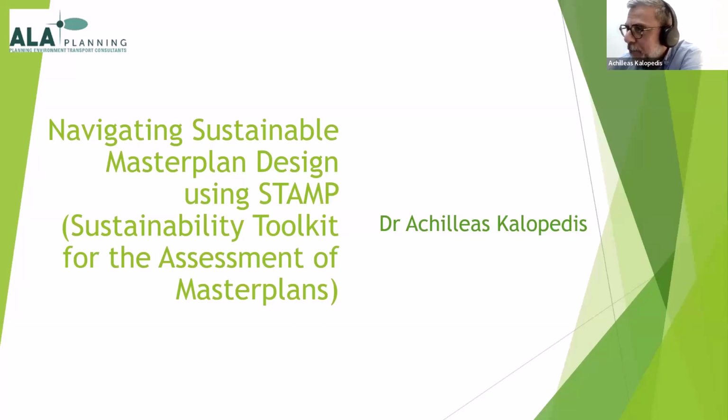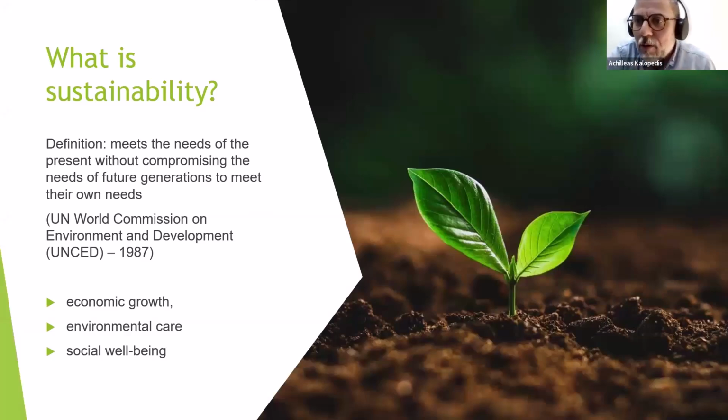I'm not sure. Okay, so I'm not going to describe again what sustainability is. I'm sure you had lectures defining and describing what sustainability is. Very briefly, according to the UN World Commission on Environment and Development, in 1997, sustainability was defined as something that meets the needs of the present without compromising the needs of future generations to meet their own needs. So it affects economic growth, environmental care, and social well-being.